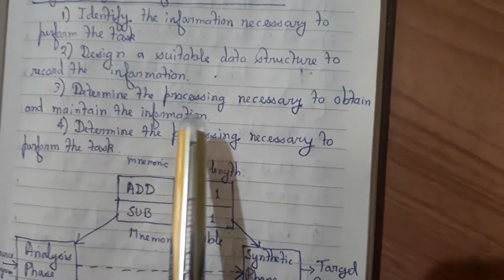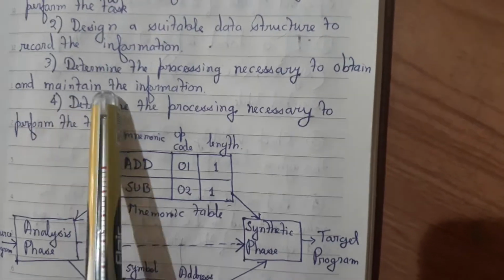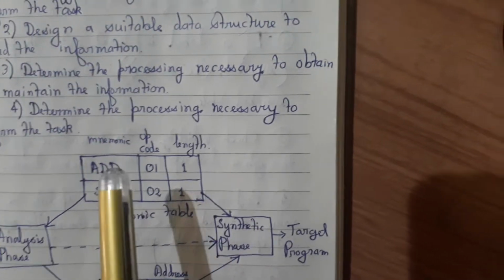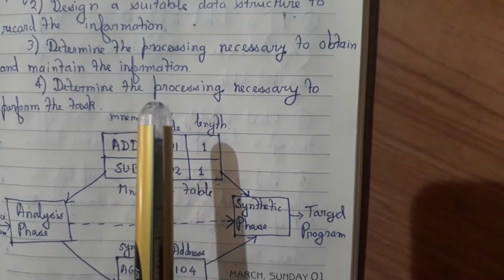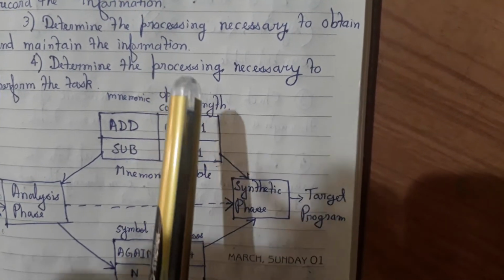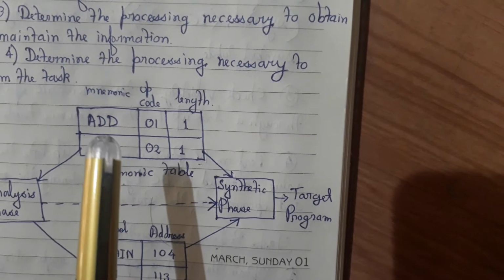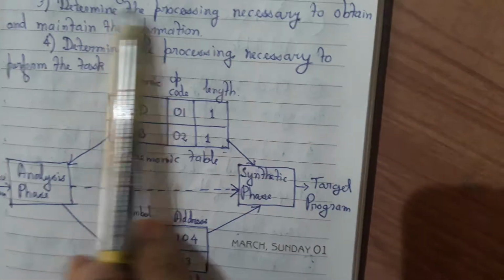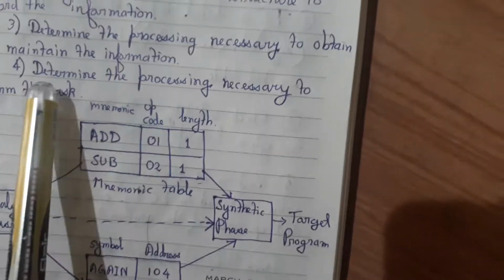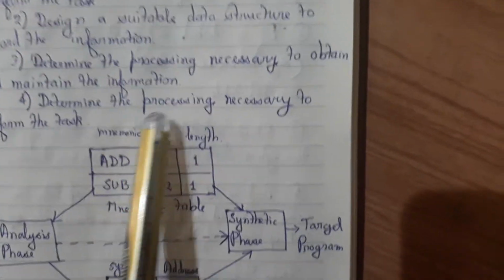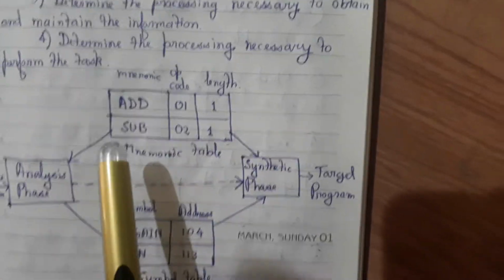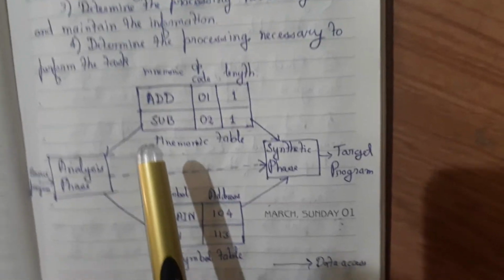Number 3, determine the processing necessary to obtain and maintain the information. Processing means we need a data structure called LC, or location counter, which is needed to build this table. The location counter points to the address of the next instruction to be processed. So this is necessary. Next, determine the processing necessary to perform the task. We have to progress the location counter to calculate the addresses of the instructions.